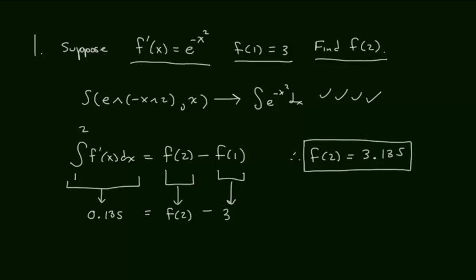Now, we wouldn't have known to do that. We had to introduce these bounds. Again, this value here, too, is the integral from 1 to 2 of e to the negative x squared dx. That's our f prime of x.